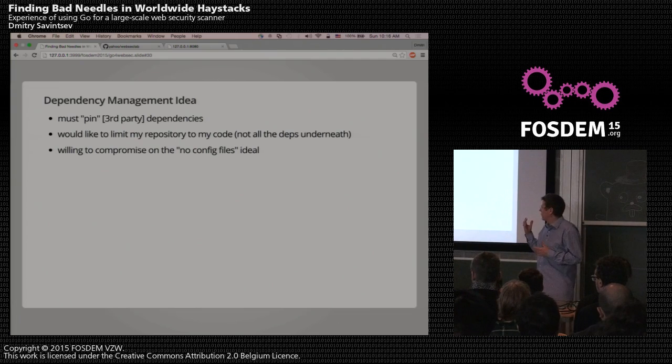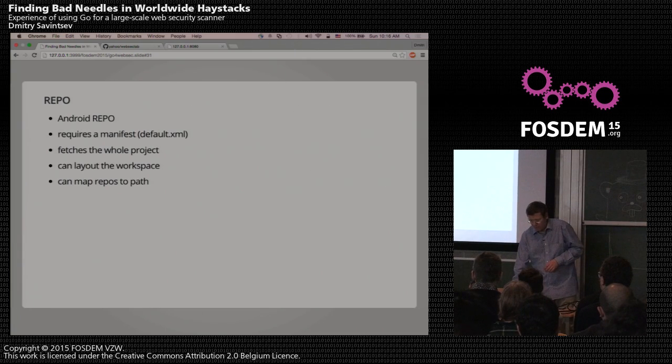But if we want to pin the third-party dependency, then we are willing to compromise on the no config files ideal. One of the ideas that we explored is using the Android wrapper tool. That's a tool for managing a number of dependencies. It requires a manifest, a default.xml, that specifies the sources and the paths, and it fetches the whole projects. It can be used to lay out the workspace and map wrappers to the paths.